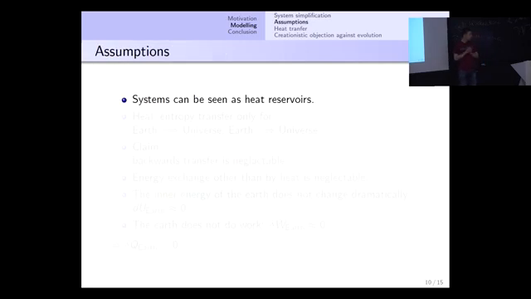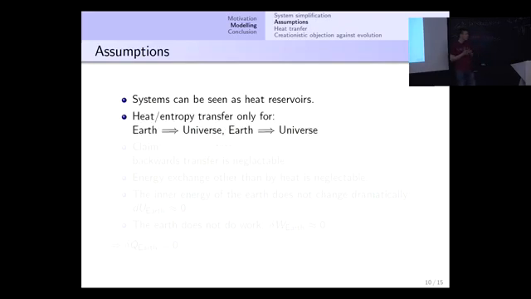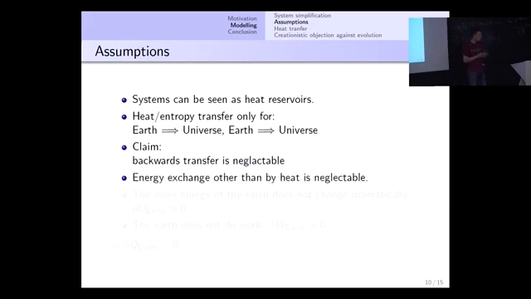So my assumptions are now that the systems can be seen as heat reservoirs, so almost the same temperature at every point in the system. And the heat and entropy transfer only goes from Earth to universe and from sun to Earth. Of course, there's also a transfer of heat from the sun to the universe, but we don't look at that. And my claim is that backward transfer is also negligible. And energy exchange other than by heat is negligible as well, so other kinds of radiation and so on.